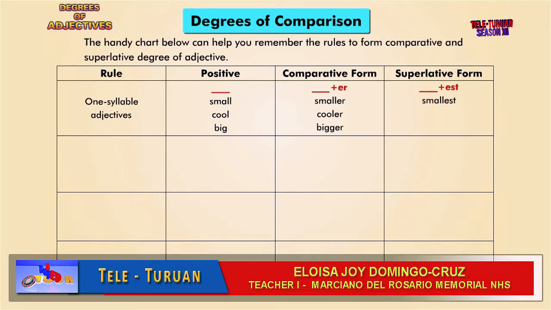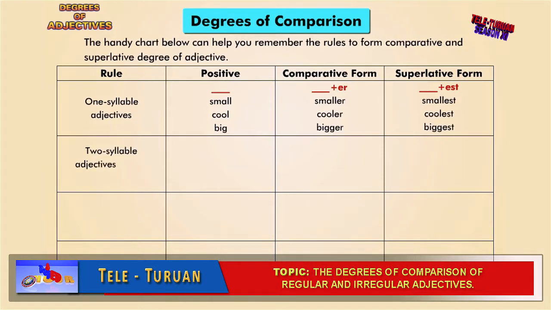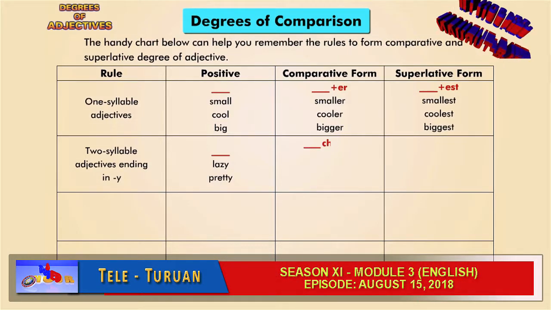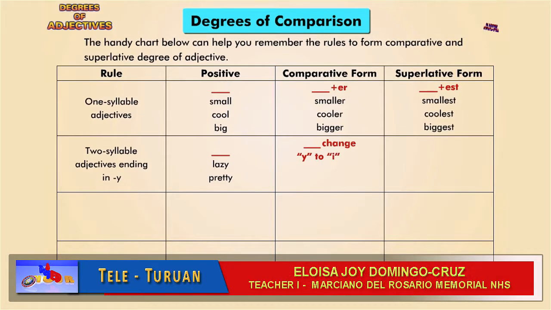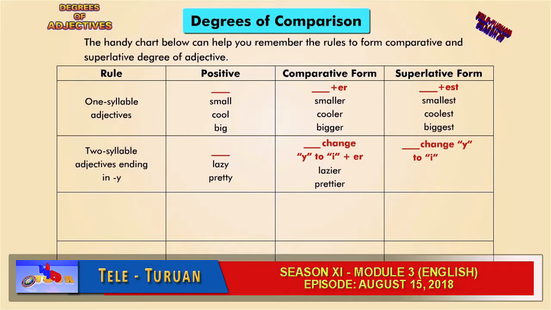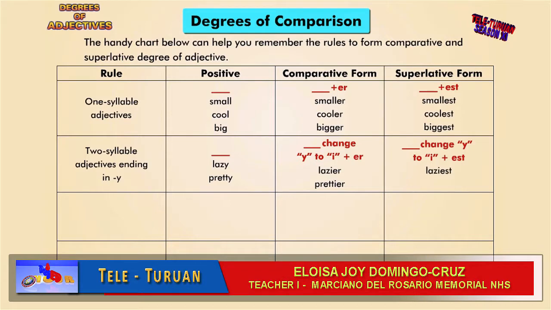Smallest, coolest, biggest. For 2-syllable adjectives ending in Y, we have lazy and pretty in the positive form. Now we change Y to I plus ER for the comparative form. So we have lazier and prettier. Now we change Y to I plus EST for the superlative form. So we have laziest, prettiest.